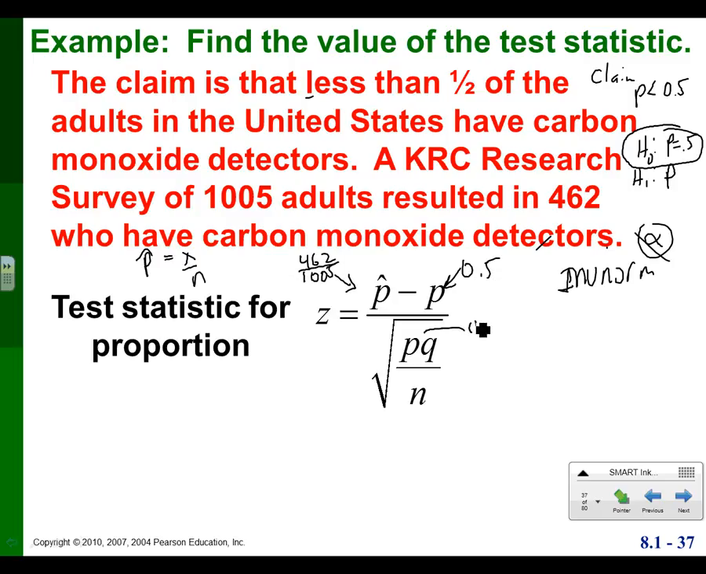So this is going to be 0.5, 0.5, and this is going to be, what is it? 460, no, 1005, right? Alright. See if you can punch all that out in the calculator. If you want to do a TI, you have this. One parentheses, 462 over 1005 minus 0.5 divided by square root, another parentheses, actually I just did one right there. I'll do that one.